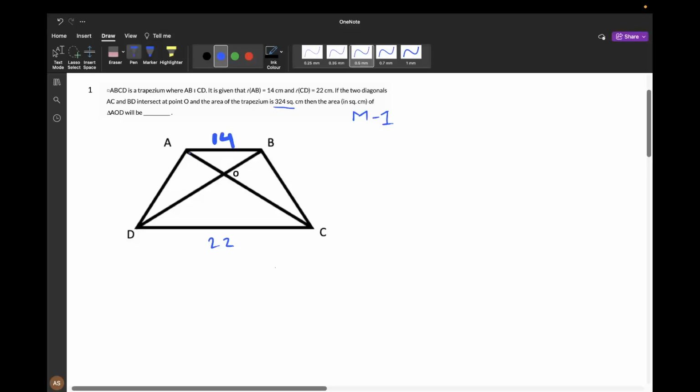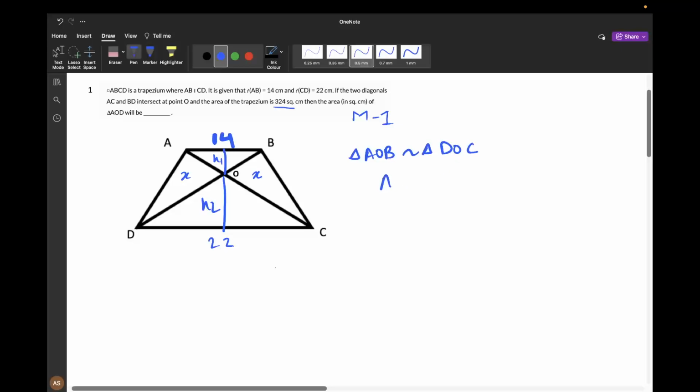I can see in any trapezium, these two triangles, triangle AOD and triangle BOC, are equal in area. So we'll assume the area of AOD and BOC to be equal and let it be X. Now, let's suppose there is a height called H1 and another height called H2 for the triangle AOB and triangle ODC. In any trapezium, the triangles with the parallel sides as base are always similar. So basically, triangle AOB is similar to triangle DOC.